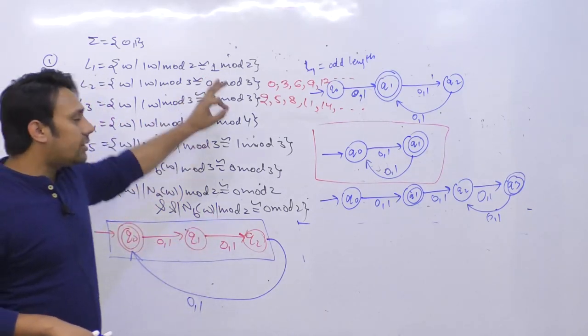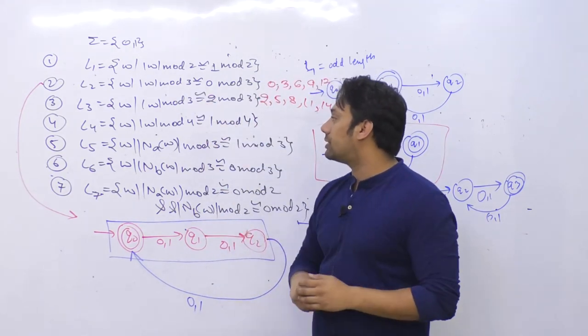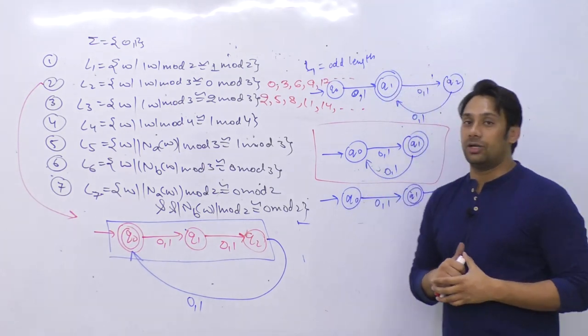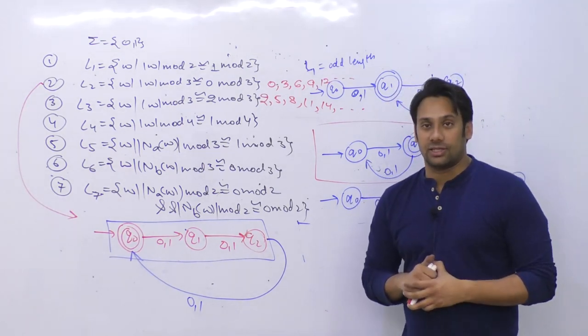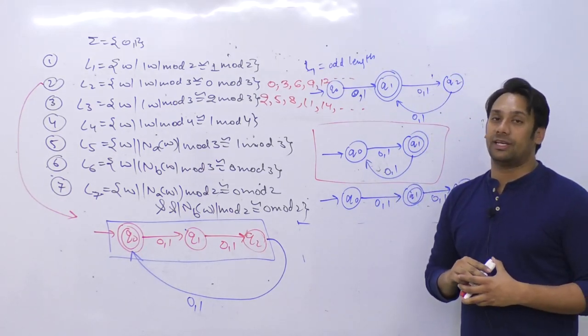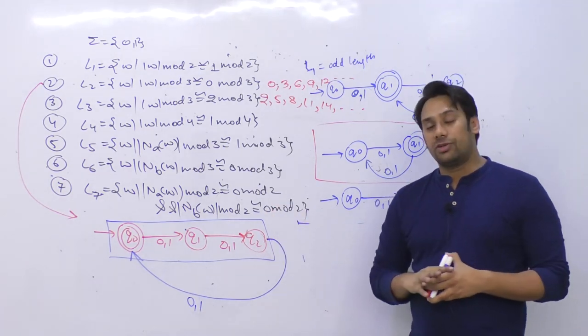If you look at these three problems, problem number 1, problem number 2 and problem number 3, the number of strings present in these languages is infinite. These languages are not finite. But again, we are able to make a finite automata for this.